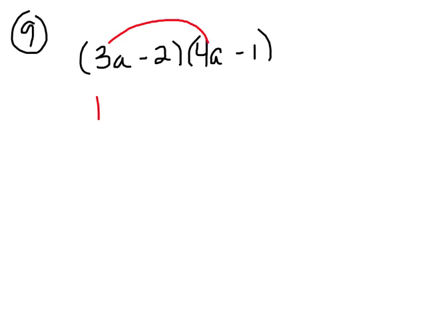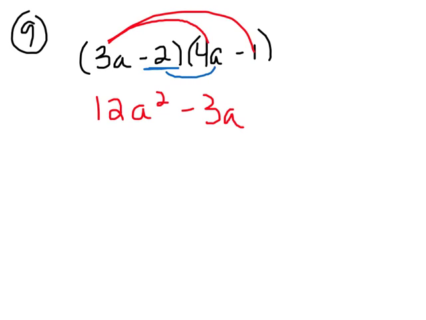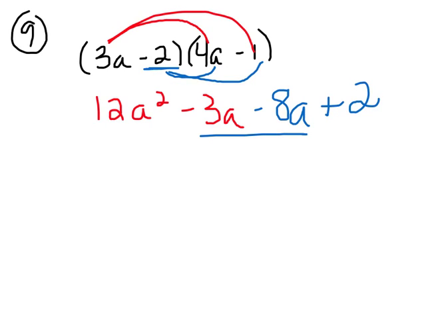3a times 4a is 12a squared. 3a times negative 1 is negative 3a, right? And then I got to distribute the negative 2 here. Negative 2 times 4a is negative 8a, right? And negative 2 times negative 1 is positive 2. The reason it becomes a trinomial, tri meaning 3 terms, is because the middle terms combine, and so I go from having 4 terms to 3 terms.